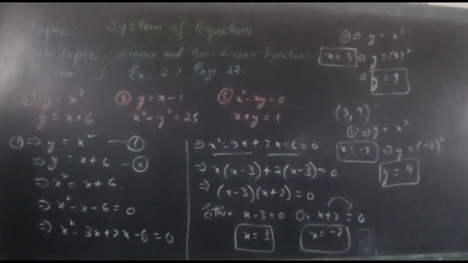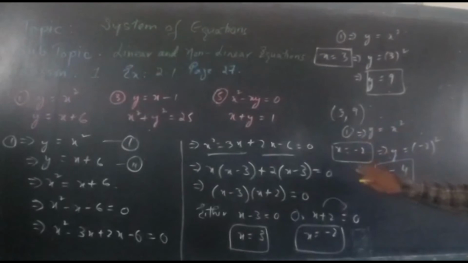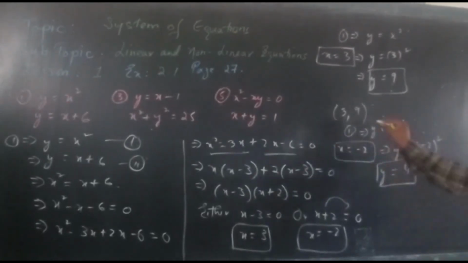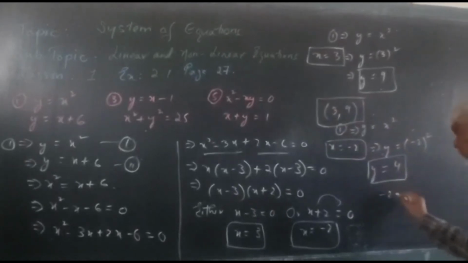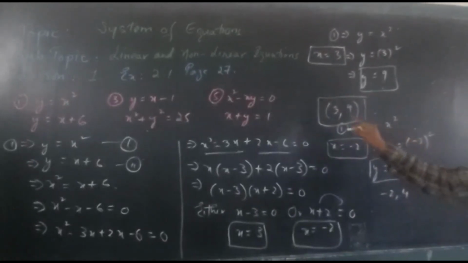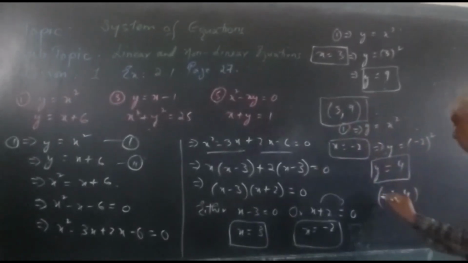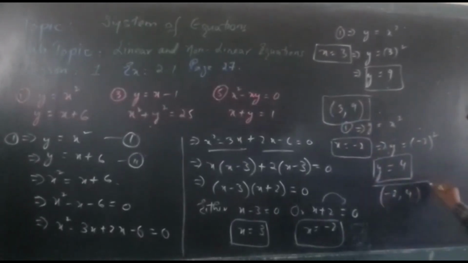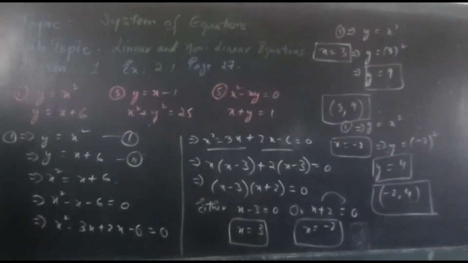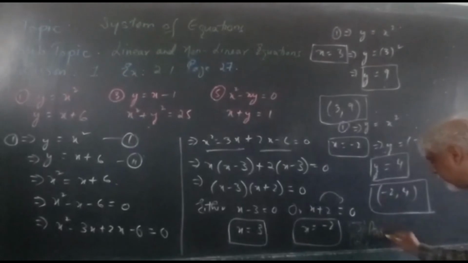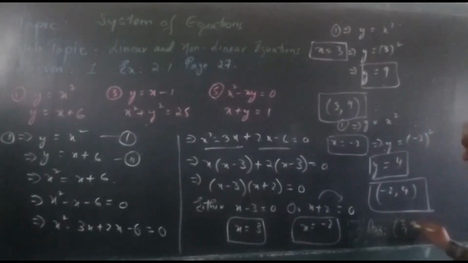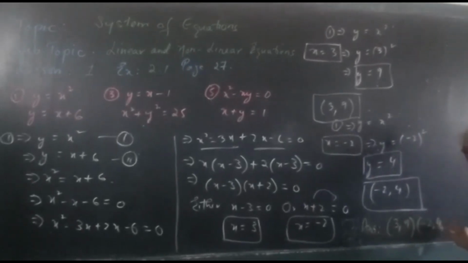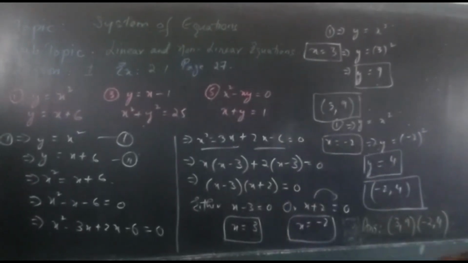So what is the answer? Make sure that you write the value of x first and then y, like how I've done over here. We'll do the same thing over here also, that is minus 2 and 4. Please make sure the order is alphabetical. So x is 3 and y is 9, x is minus 2 and y is 4. I hope it is clear to you all.